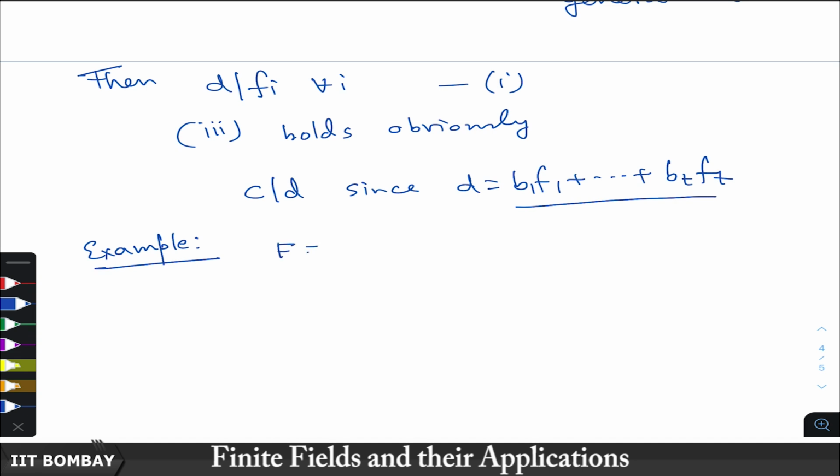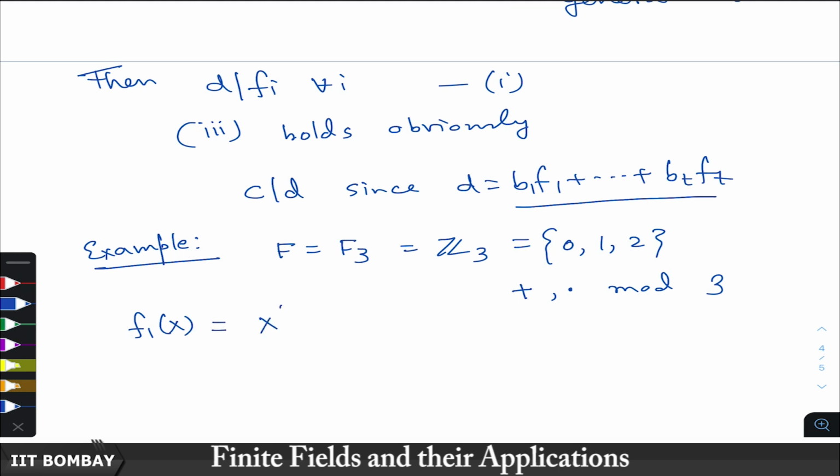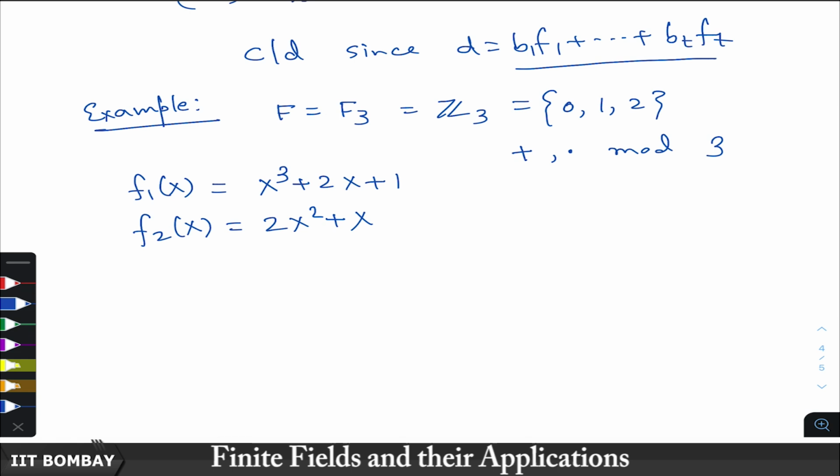We consider the field F equal to F3, which is basically Z3, that is 0, 1, 2 under addition and multiplication modulo 3. Because 3 is a prime number, this is a field. Now, we take two polynomials, f1(x) equal to x cube plus 2x plus 1 and f2(x) equal to 2x square plus x. How do we compute the GCD of these two polynomials?